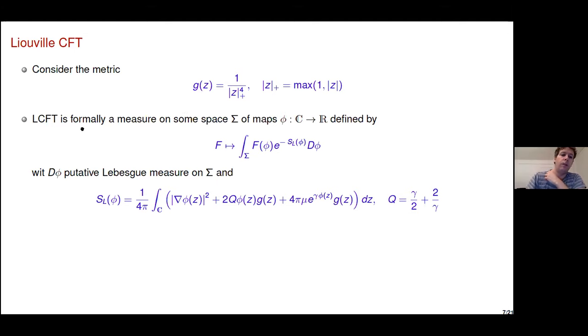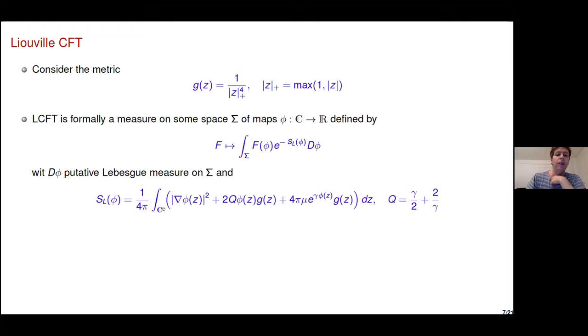In this context, Liouville conformal field theory is formally a measure on some space of maps from the complex plane to R defined by the following. If I take the average of a function F which depends on my field phi, it's the integral of F of phi times exponential of minus S of phi, d phi, where d phi is supposed to be a uniform measure on the space of functions, and S of phi is called the action. So it's a Gibbs measure, in the language of statistical physics, on an infinite dimensional space, which is the space of functions. And what is this action?